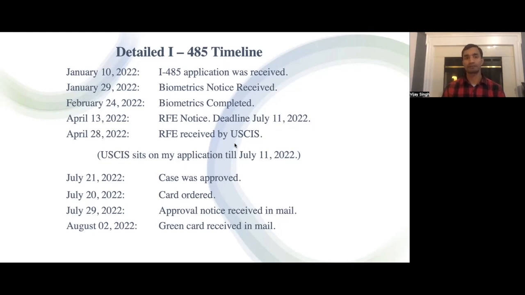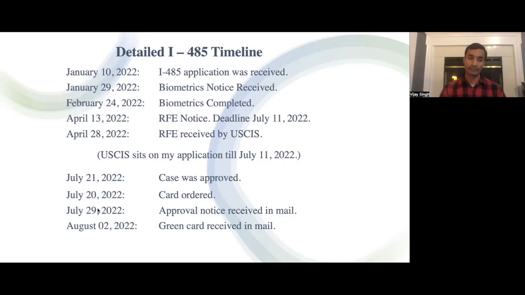I kept searching, I kept looking at the portal every day, but I realized that they are not going to respond to my application till the deadline passes. So I waited till July 11th, and after July 11th, I started looking at the portal again. My case was approved on July 21st.